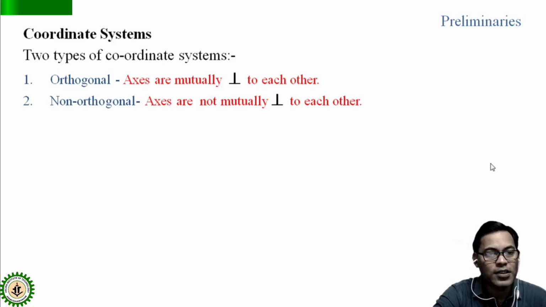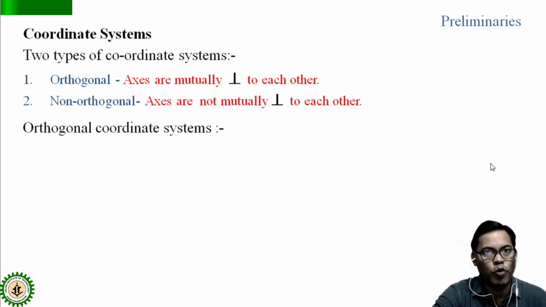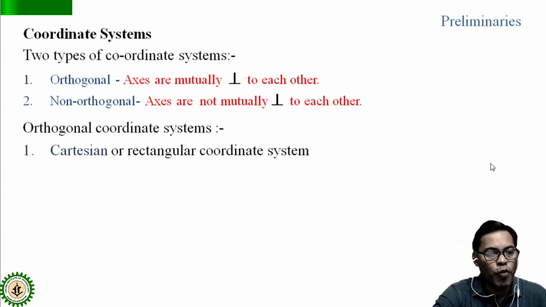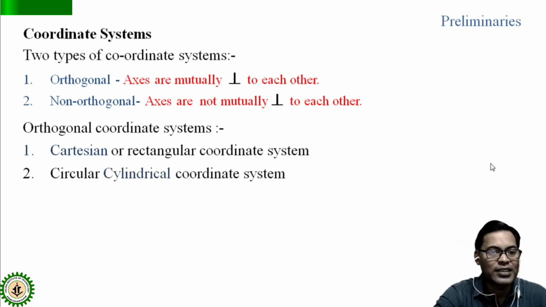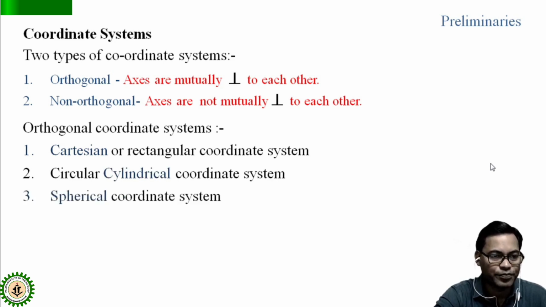Now we need to focus on the orthogonal coordinate systems, and more specifically on three orthogonal coordinate systems, to apply the electromagnetic field derivations and to understand the electromagnetic field equations using these three coordinate systems. One is the Cartesian coordinate system, another is the cylindrical coordinate system, and the third one is the spherical coordinate system.